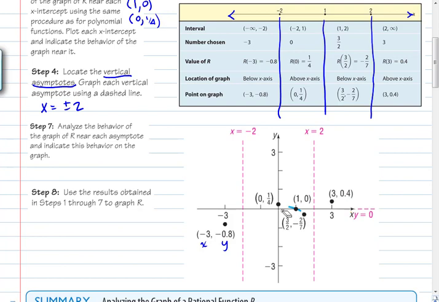So what that does is it gives us more points that we can plot. Then we analyze the behavior of the graph near each of the asymptotes. When we do that, we want to know, is it going off to infinity?